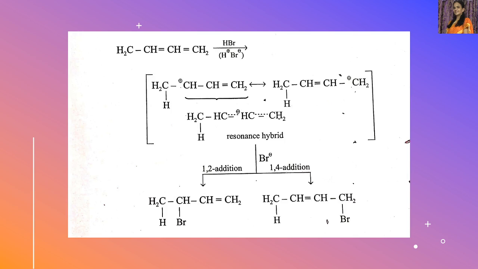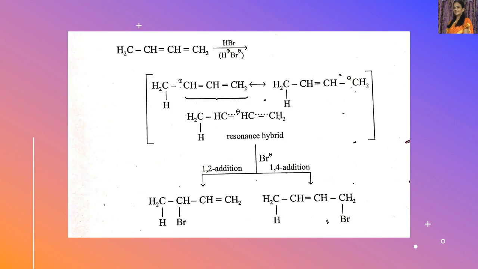Okay, for 1,3-butadiene only we consider, and HBr is added. H plus goes to the first carbon. Then what happens? We will get a secondary carbonium ion produced.